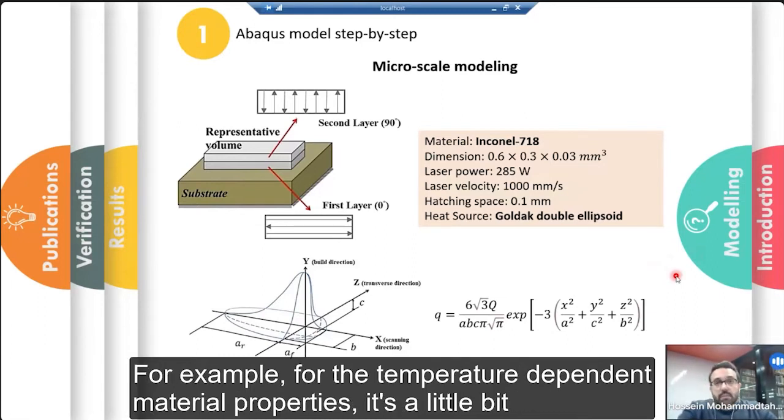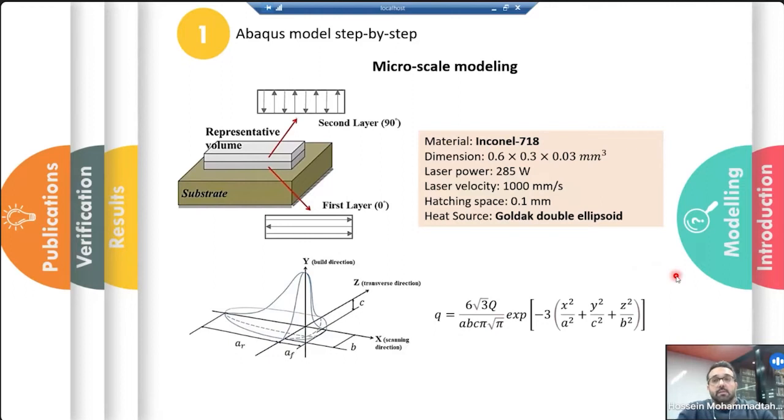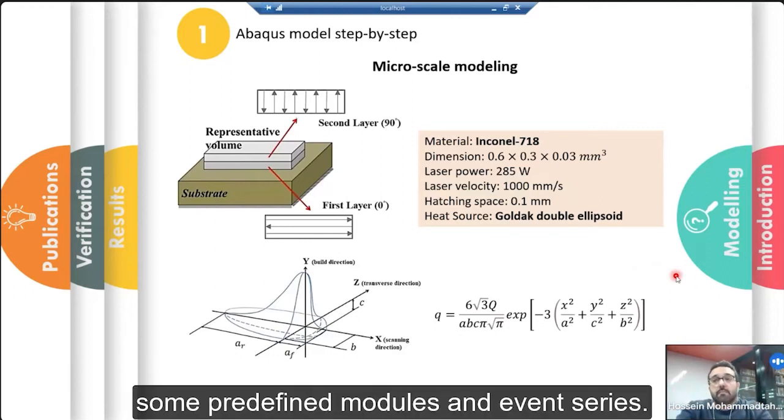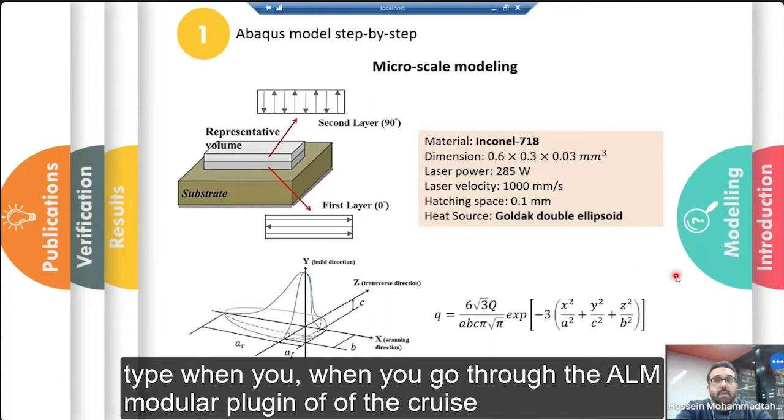For example, for the temperature-dependent material properties, it's a little bit challenging because you are supposed to input your data in the plugin according to some predefined modules and event series. And there is less control, I think, on the heat source modeling type.